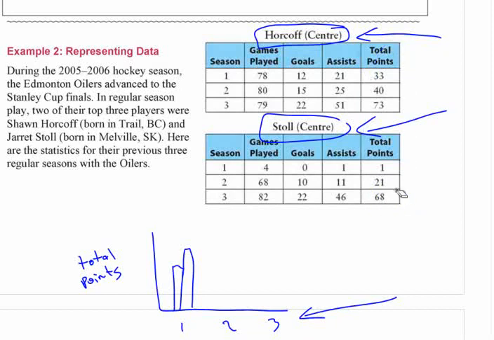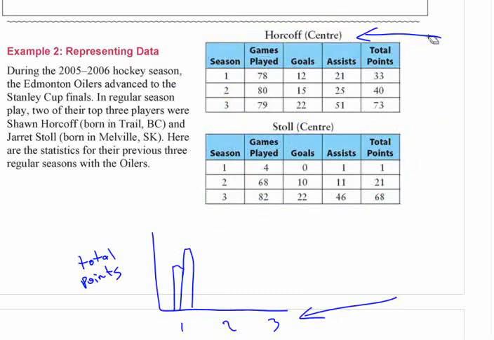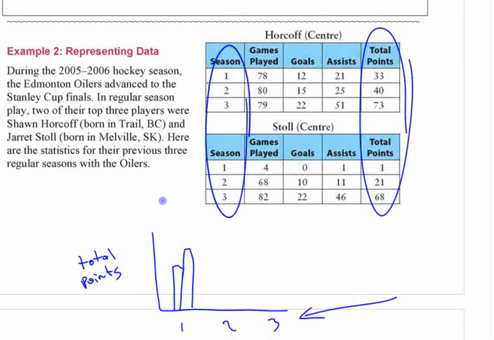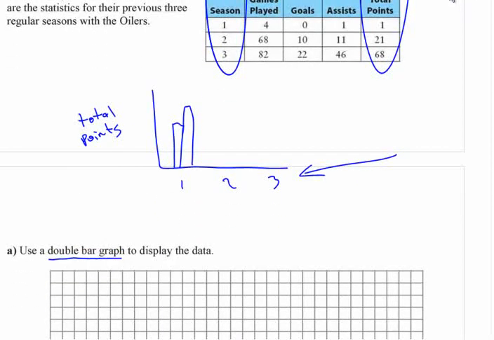It would be pretty difficult to do all of these for all of these seasons for both players. That's kind of too much to do. So let's create a graph that just shows total points over 3 seasons for those two players. Okay? And then we'll think about what other kind of graph we can make. So you go ahead and try and make a graph there.